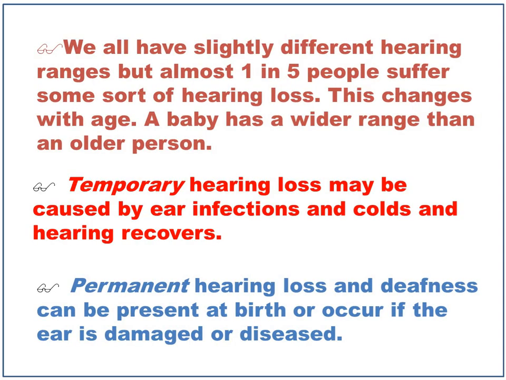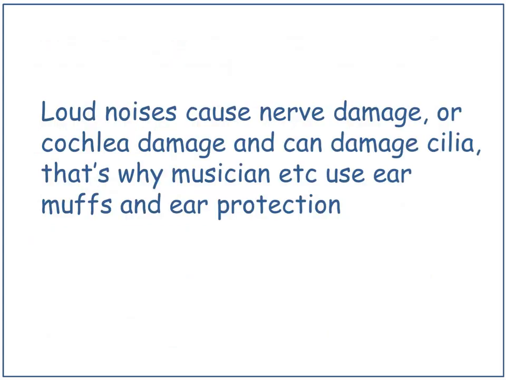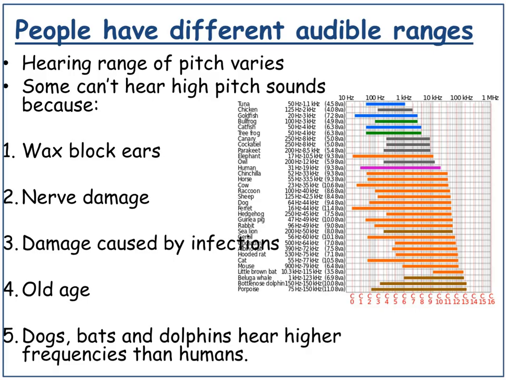We all have slightly different hearing ranges, but about 1 in 5 people suffer some sort of hearing loss, and this changes with age. A baby has a wider range than an older person. Temporary hearing loss can be caused by ear infections and colds, and your hearing recovers. But there could be permanent hearing loss and deafness, which can be present at birth or if the ear is damaged or diseased. Loud noises can also cause nerve damage or cochlear damage and can damage the cilia. That's why musicians, etc. use earmuffs and ear protection.